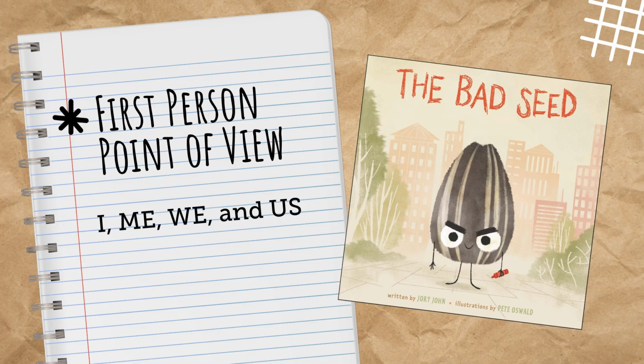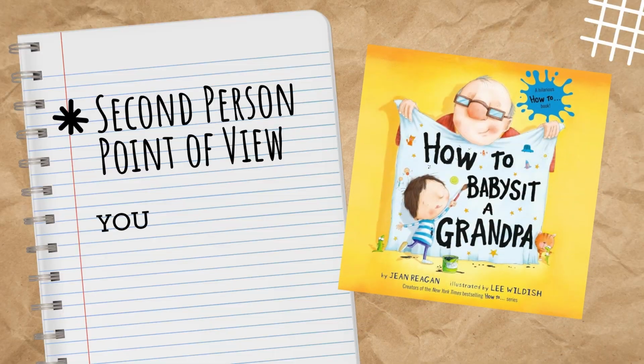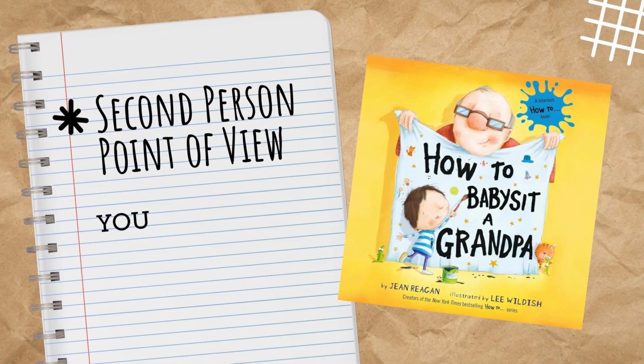The picture book, The Bad Seed by Jory John, is an example of first-person storytelling. Second person means writing, speaking directly to the reader, using the pronoun you. A picture book written in second person would be How to Babysit a Grandpa by Jean Regan.